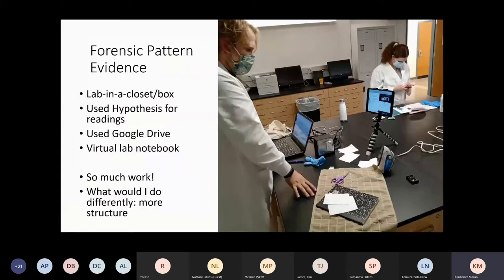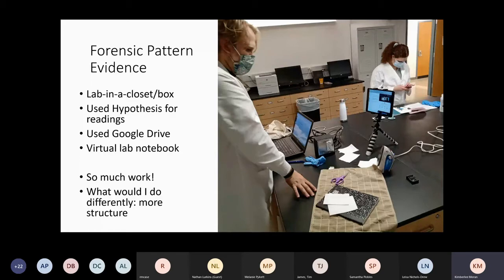A more lab-based course that I taught this term is forensic pattern evidence. So these are all the feature-based comparison fields of forensic science. And, like all of us, we couldn't have our traditional laboratory practical sessions. So something that I did for this particular class is I had to redo essentially all of my practical sessions, all of my lab SOPs.